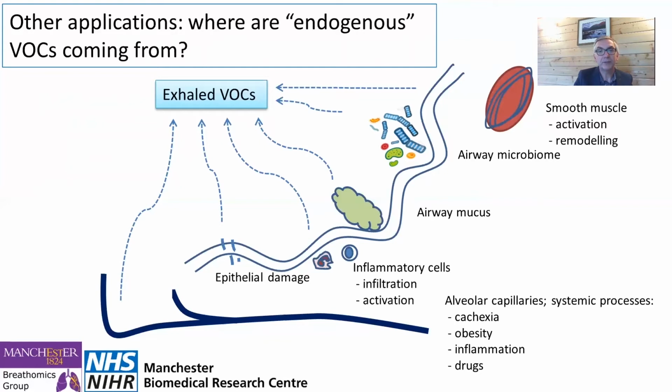The inflammatory cells in the airway and in the epithelium and in the subepithelium are altered in asthma and may give rise to a change in volatiles. There's epithelial damage in asthma, especially in COPD. And finally, of course, we need to consider that volatiles in the airway will be in equilibrium with the blood. And so the airway gives you access to sampling from systemic diseases or systemic characteristics such as changes in weight, changes in diet, systemic inflammation, and of course, drugs.